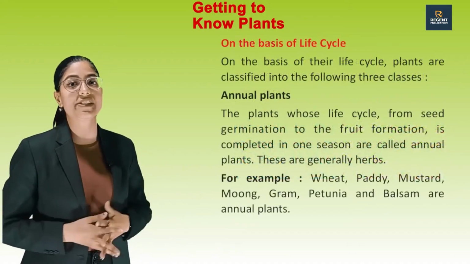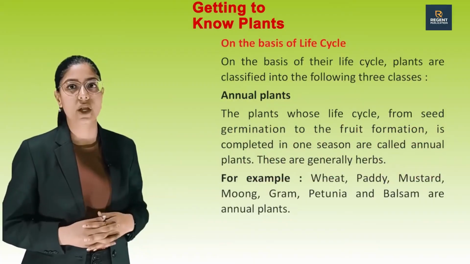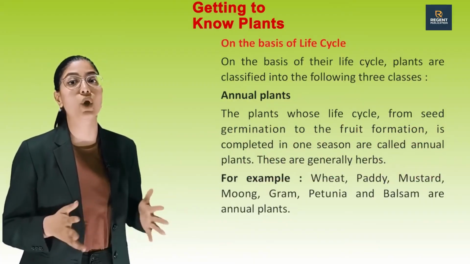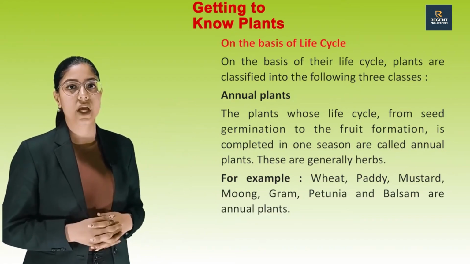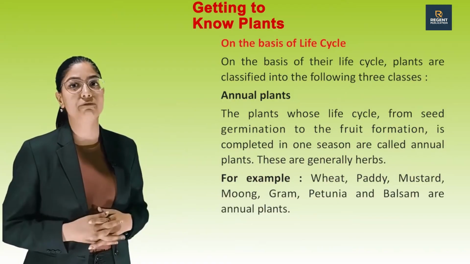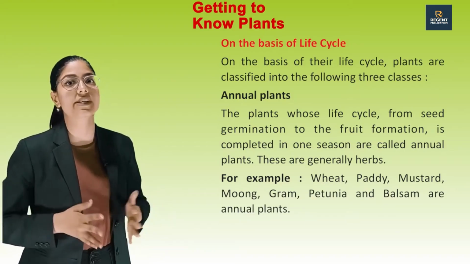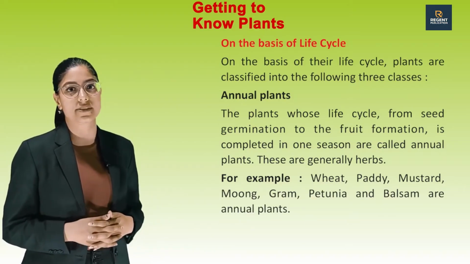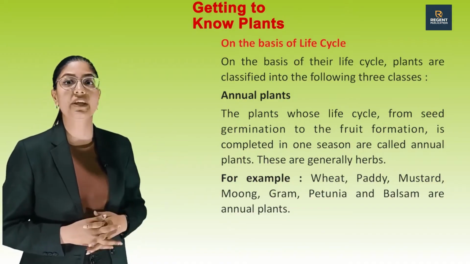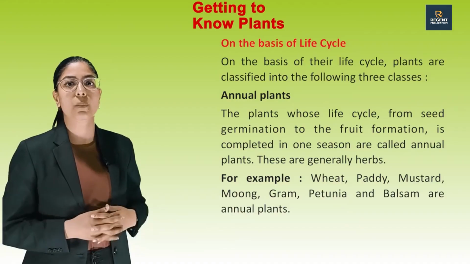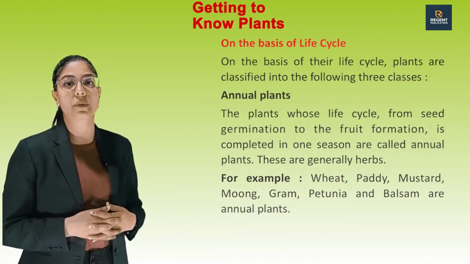Now, on the basis of life cycle. On the basis of life cycle, plants are classified into the following 3 classes. First one is annual plants. The plants whose life cycle from seed germination to fruit formation is complete in one season are called annual plants. These are generally herbs. For example, wheat, paddy, mustard, moong, gram, petunia and balsam are annual plants.